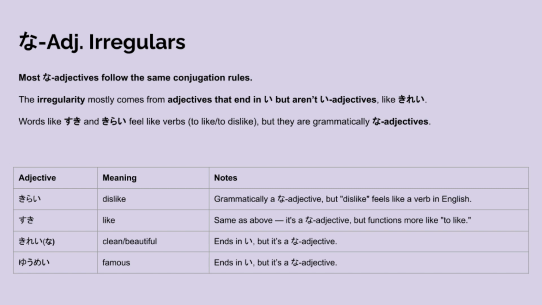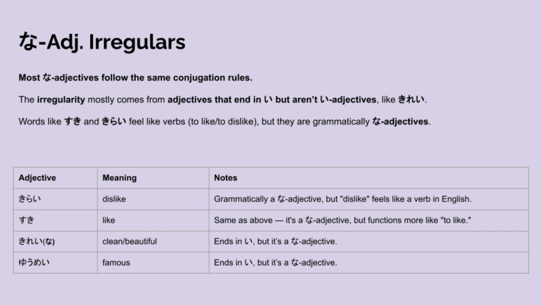Inu ga suki desu. The suki at the end is an adjective, but it sounds so much like a verb. So that can throw people off. The dog is the subject, so you're describing it as something that is likable. That's the best explanation that I can give in English. It's just one of those disconnects that languages have.